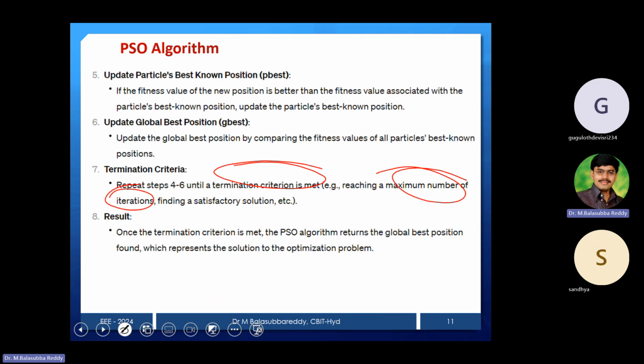Once the termination criteria is met, the PSO algorithm returns the global best. Whatever solution we get in that global best is our final solution, which represents the solution to the optimization problem. So these are the PSO algorithm steps. There are 8 steps. We can proceed step by step.